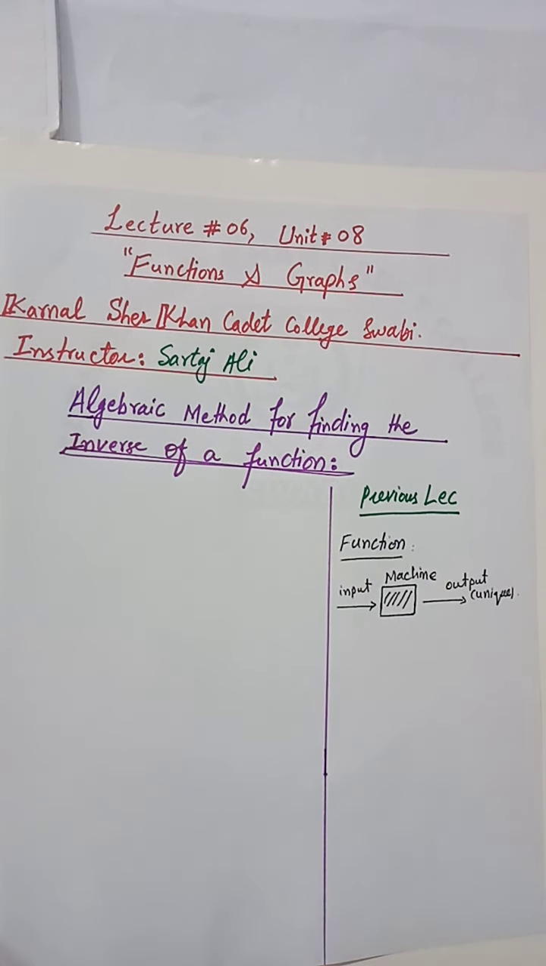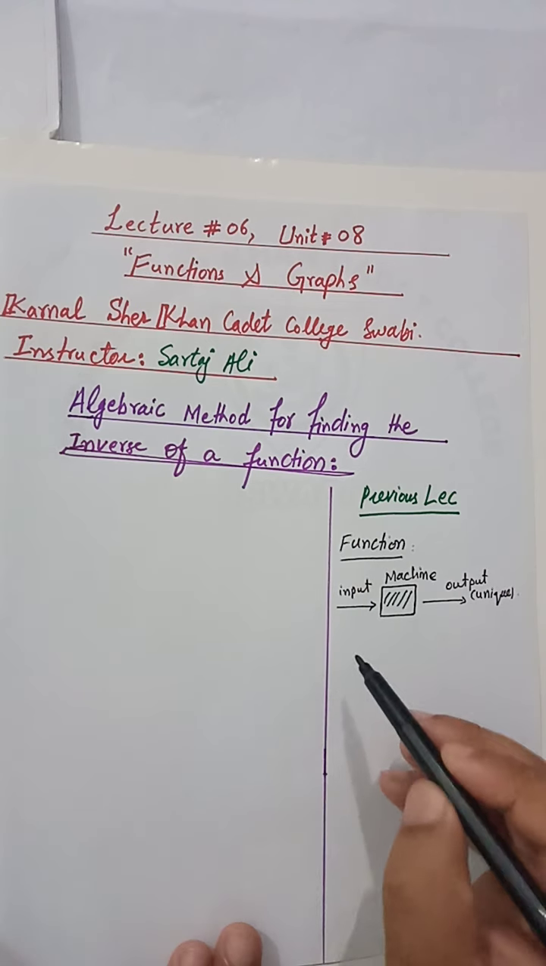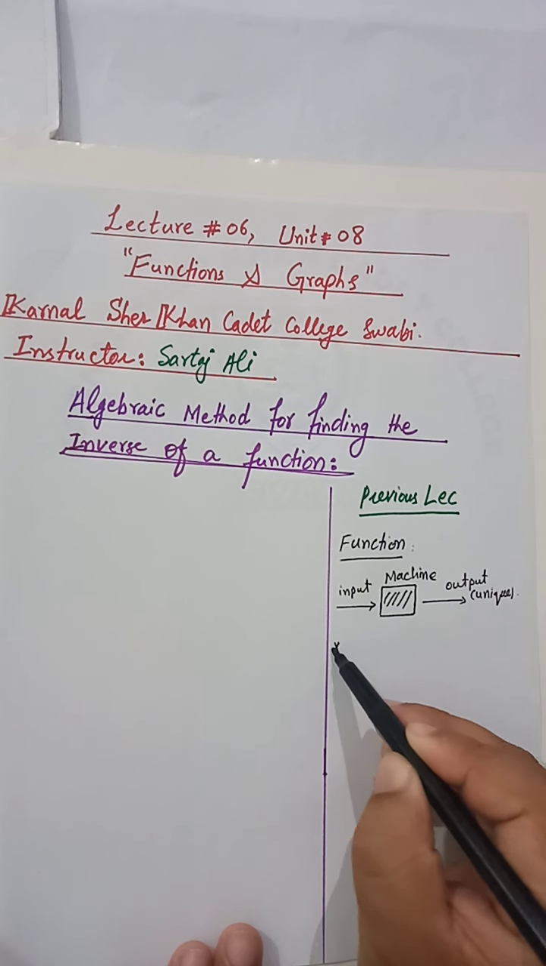Now from arrow diagrams we discussed different types of functions: a function which is onto, one-one, and into, and a function which is onto as well as one-one is called a bijective function. So remember, we already discussed that in previous video lectures.